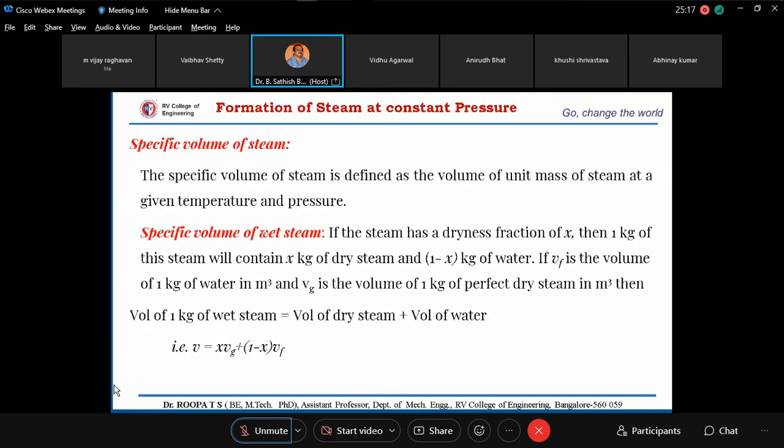So what is specific volume? Not with respect to this steam. In general, what is specific volume?